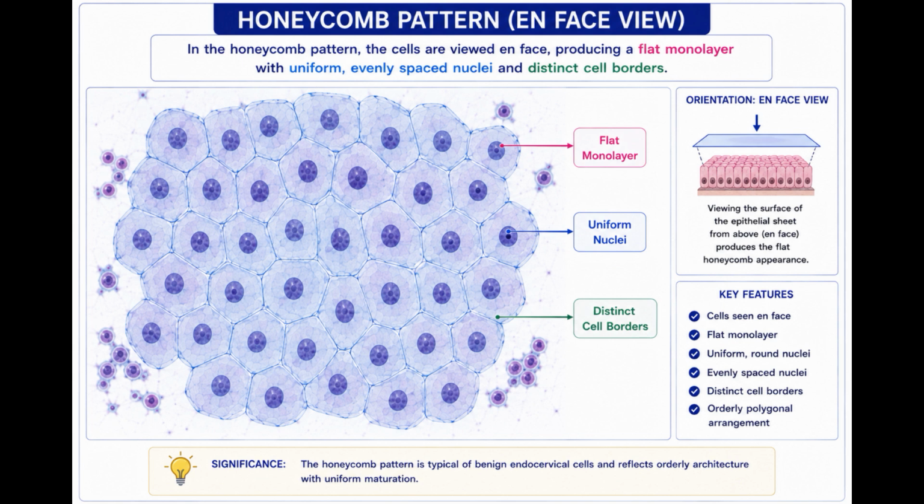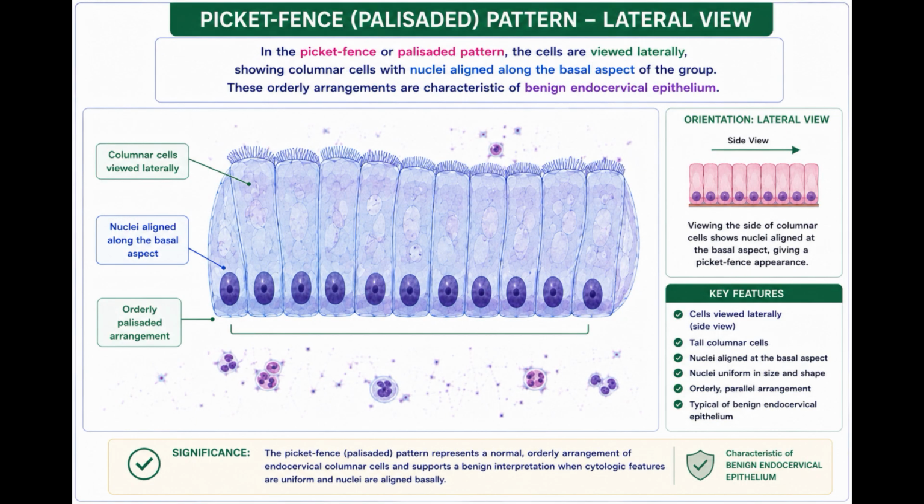In the honeycomb pattern, the cells are viewed on face, producing a flat monolayer with uniform, evenly spaced nuclei and distinct cell borders. In the picket fence or palisaded pattern, the cells are viewed laterally, showing columnar cells with nuclei aligned along the basal aspect of the group. These orderly arrangements are characteristic of benign endocervical epithelium.